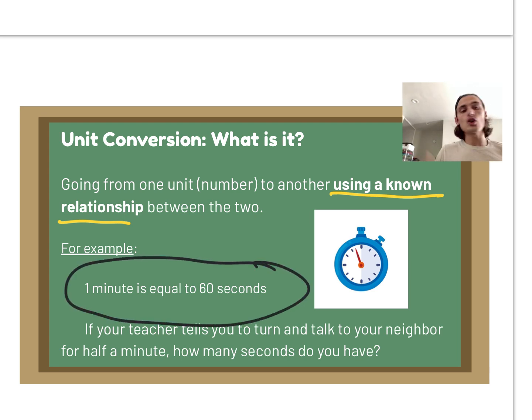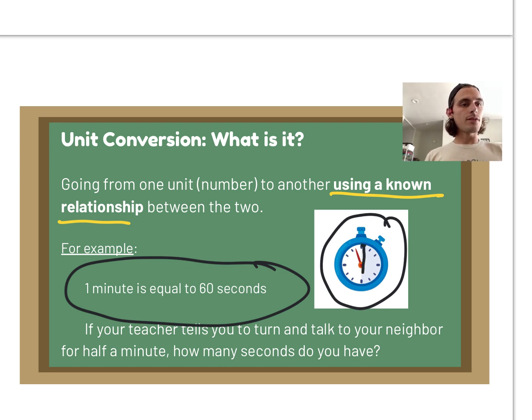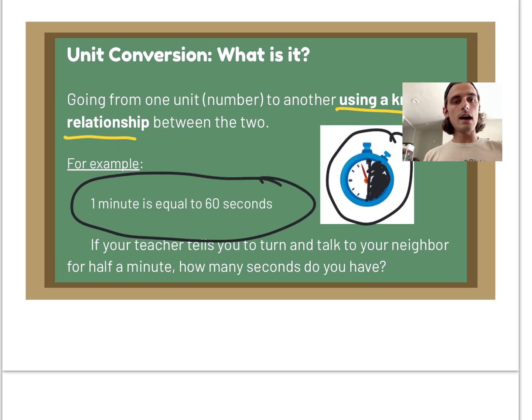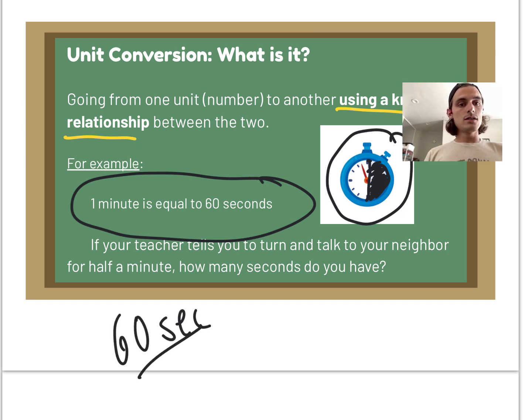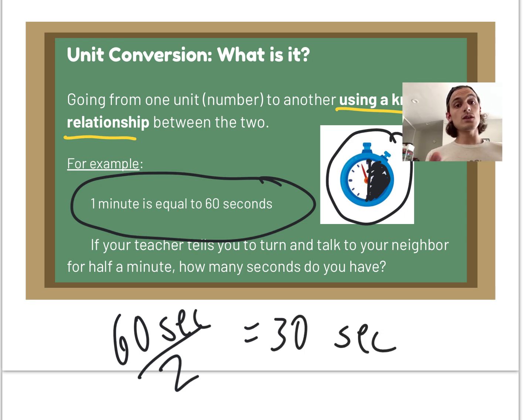So if I turn to you and say, hey, turn and talk to your neighbor for half of a minute, how many seconds do you have? Maybe you did that in your head, maybe you're still thinking about it, but if we look at this stopwatch, you'd probably be able to say, okay, this whole thing is 60 seconds, that's 1 minute. If I just want half of it, that's going to be 30 seconds. And that might be from experience, or maybe you said, if I have 60 seconds and I only want half of a minute, just divide it by 2, and I get 30 seconds. There's a number of ways you could have done this, but that's one way.